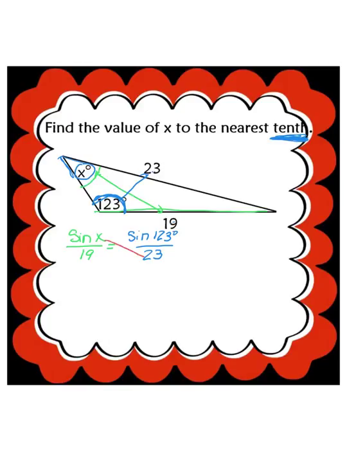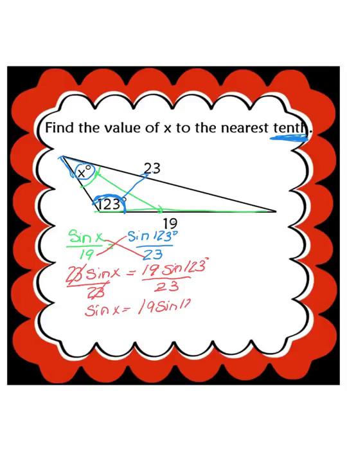We're going to do cross products, so cross multiply. So we would have 23 times the sine of X, and then that's going to equal, when I cross multiply here, I'm going to have 19 times the sine of 123. Now when I'm solving for X, I'm going to divide both sides by 23. So I'm trying to get that sine of X all by itself. Those 23s will cancel out. So I have the sine of X to equal 19 times the sine of that 123 degree angle, and then divided by 23.